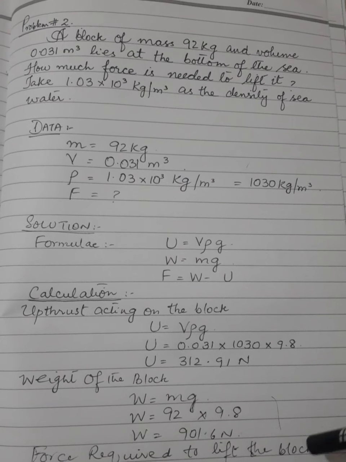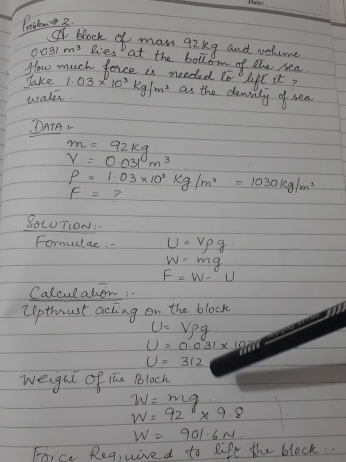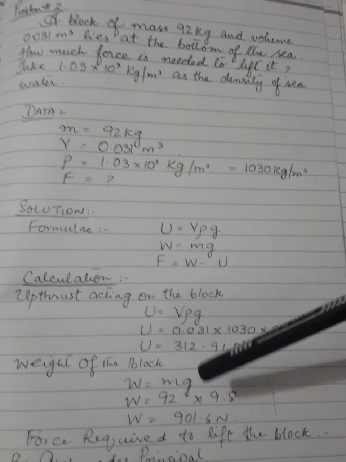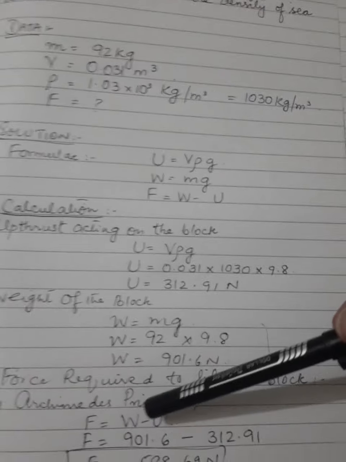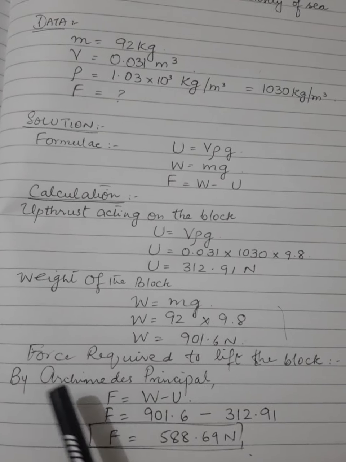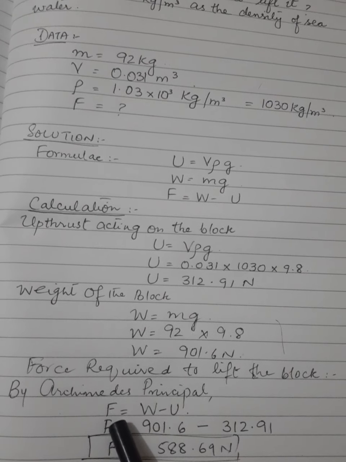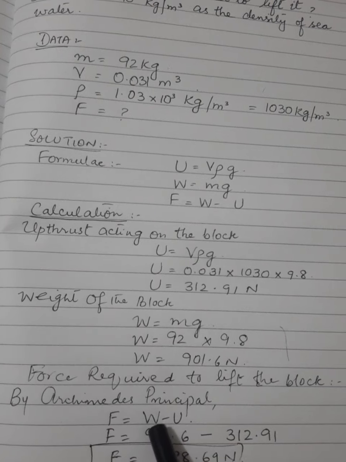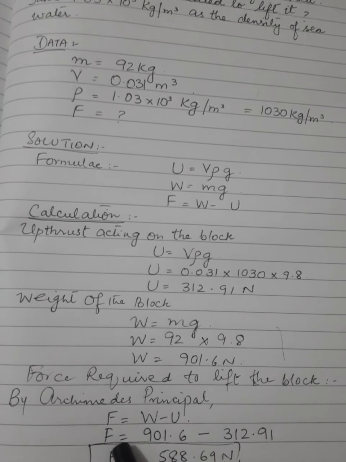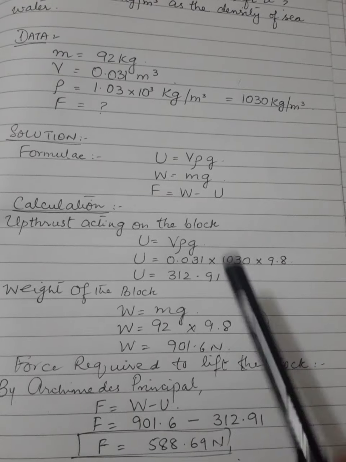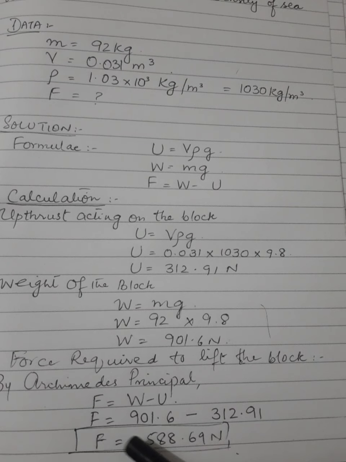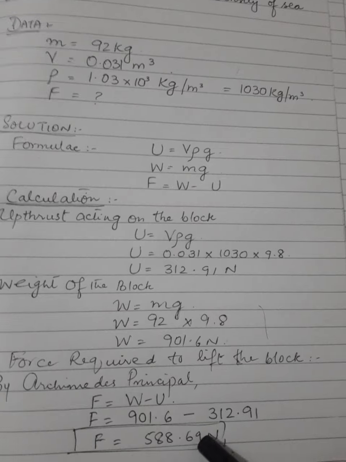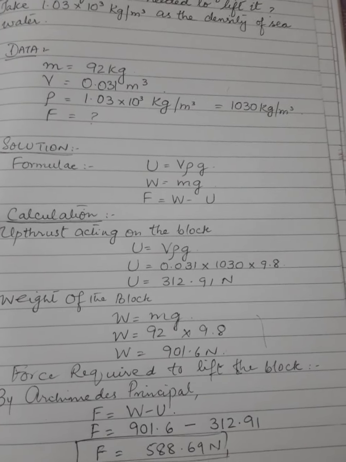So the force required to lift the block now is equal to W minus U. Here, with the help of Archimedes principle, we can find out the force which is required to lift the block upward. W minus U is equal to 901.6 minus 312.91, the upthrust force. Now the force is 588.69 Newton, which is required to lift the block upward.